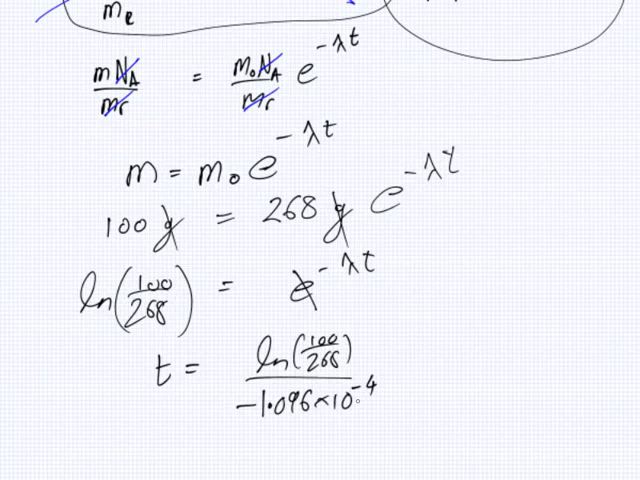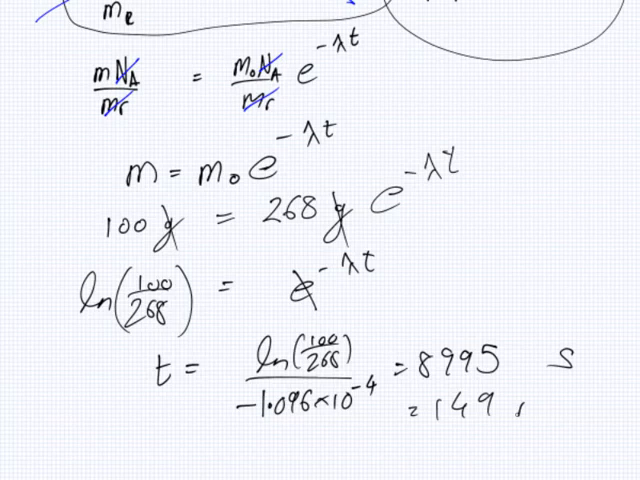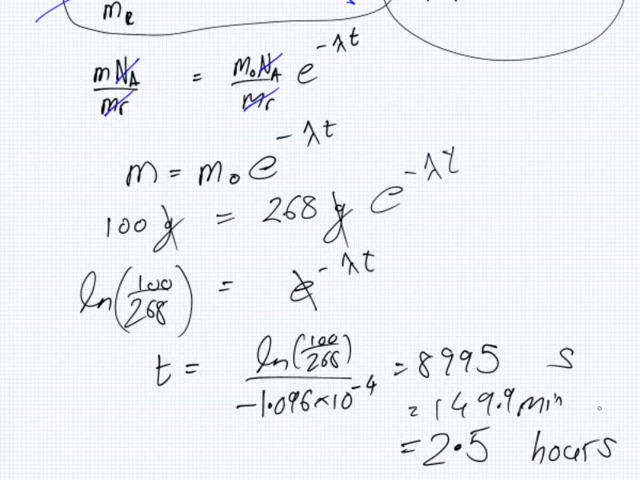What was the lambda? 1.096 times 10 to the minus 4. Okay, so let's see what I get. So I got a pretty big number. I think this is the same as yours, KJ, 8995. And you convert that into minutes, it's still pretty big, 149.9 minutes. And I'll convert it into hours. Yeah, 2.5 hours. So that's how long until there is only 100 grams of iodine left.